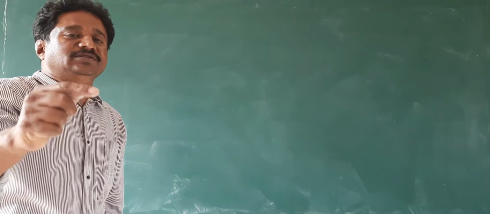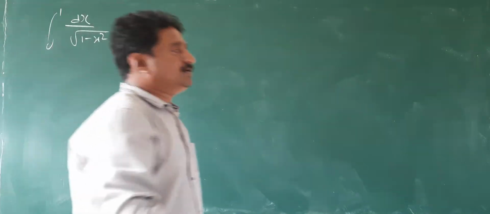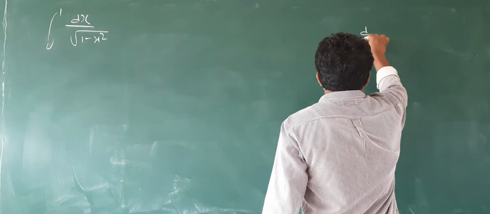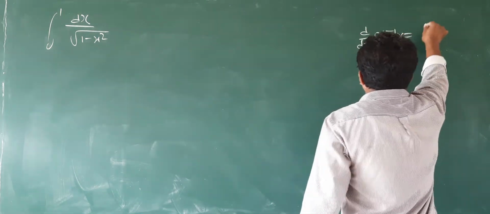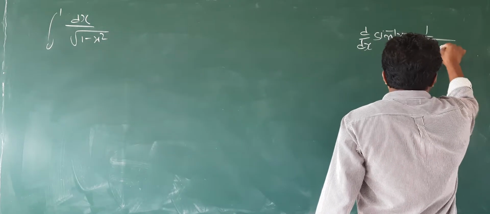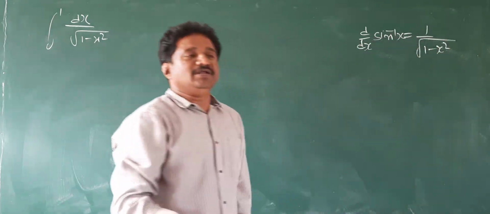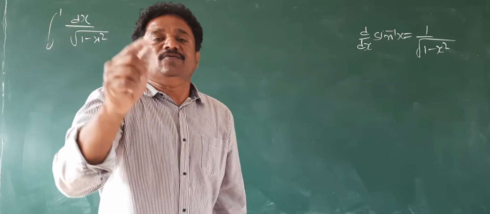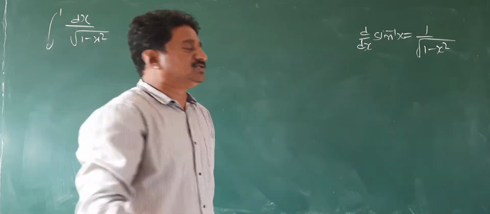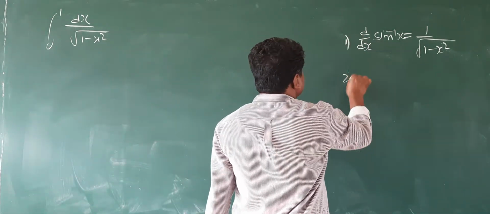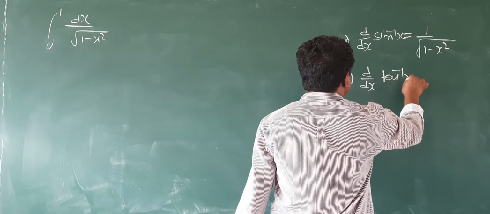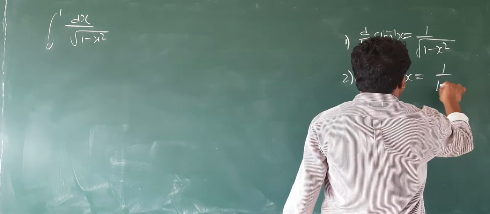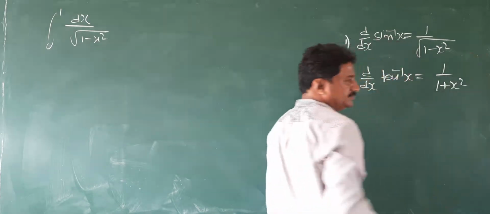You all know these formulas very well. The differentiation of sin inverse x is 1 by root 1 minus x square. And the differentiation of tan inverse x is 1 by 1 plus x square.